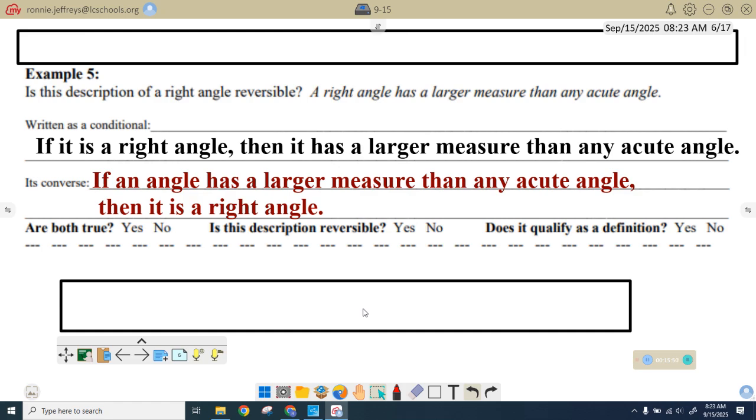Yeah, somebody already answered the thing. Are both true? No. Is the description reversible? No. Does it qualify as a definition? No. All right, because it says then it's a right angle. It could be 91 degrees. That's our counterexample. Okay.